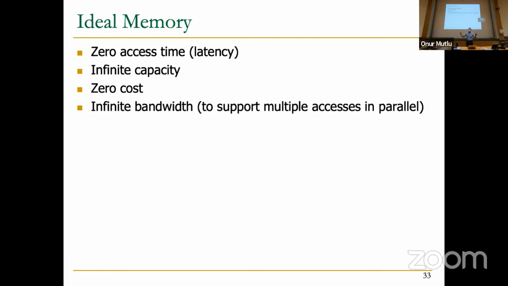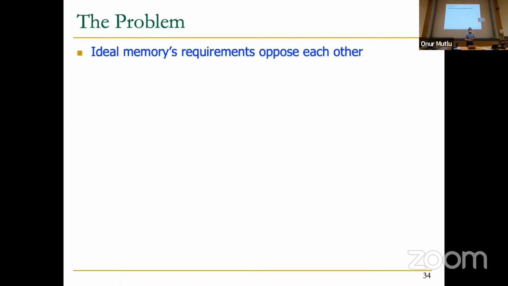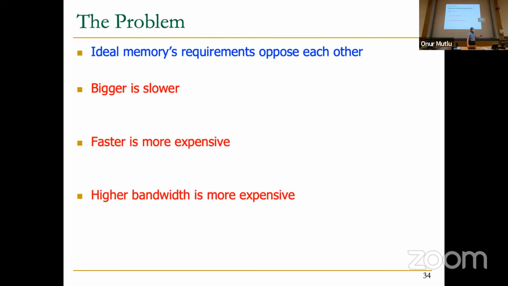So you can design each individual memory chip so that you get to a nice trade-off. But unfortunately, you cannot get to the ideal, right? Ideal memory's requirements clearly oppose each other. Bigger is slower, as we discussed yesterday. You have long interconnects for sure, regardless of the memory technology. Faster is more expensive, and higher bandwidth is also more expensive. So bigger, it takes longer to determine the location, as we discussed. Everything becomes bigger: row decoders, column multiplexers, interconnects, array sizes.